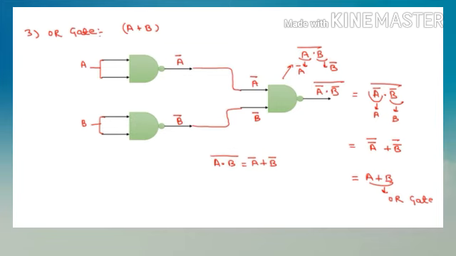By using two NOT gates, we get A bar and B bar. And we know the equation of NAND gate is (A dot B) complement. So here instead of A and B we have A bar and B bar. So the equation becomes (A bar dot B bar) whole complement. By solving this, finally we'll get the equation A plus B, and that is the equation of OR gate. In this way we derive OR gate using NAND gate.